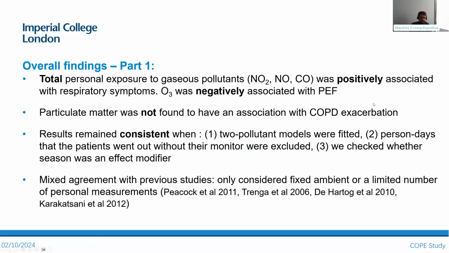Now, just to very briefly summarize, these are the part 1 findings. We found that total personal exposure to gaseous pollutants was associated with symptoms, and ozone was negatively associated with peak expiratory flow, with no associations for particles, and the results remained consistent when we performed a lot of sensitivity analysis. We also have mixed agreement with previous studies, but I think the reason for this mixed agreement is that previous studies haven't used such a big database of personal exposures. They either use a very limited number of personal measurements or ambient measurements from fixed monitors.